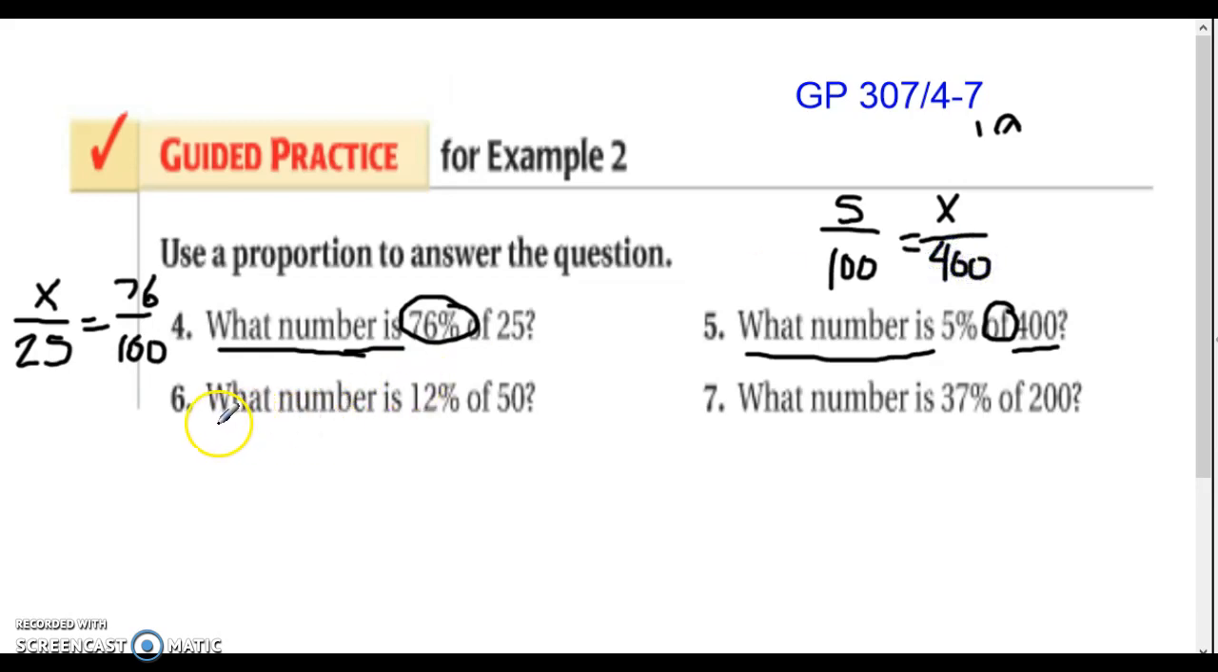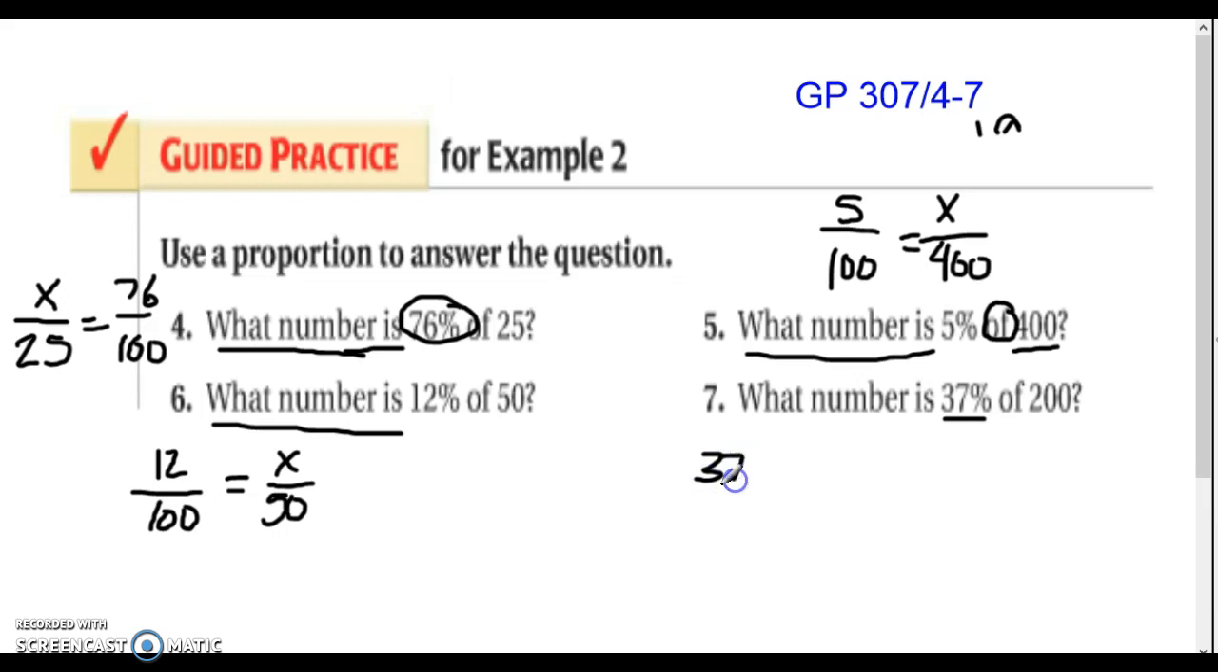This next one, what number is 12%? So 12% goes as my numerator over 100 of 50. So right now what you're noticing is that my variable is always my numerator. And that's not going to be the case when we go into the next part of our lesson. So don't get tricked and just think that your x is always going to be your numerator. That's not the case. So this one right here, I have 37%.